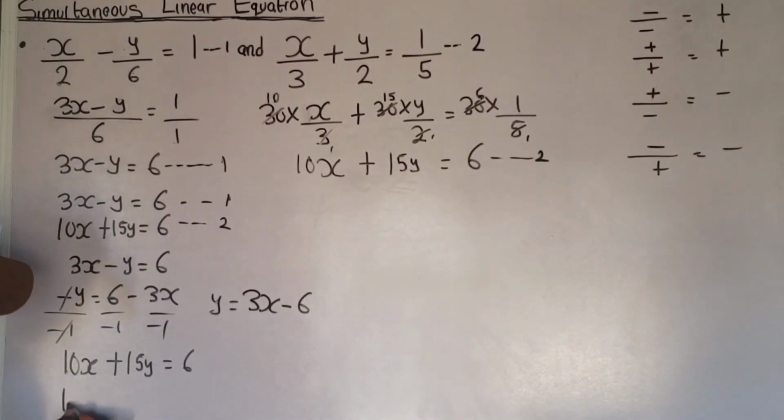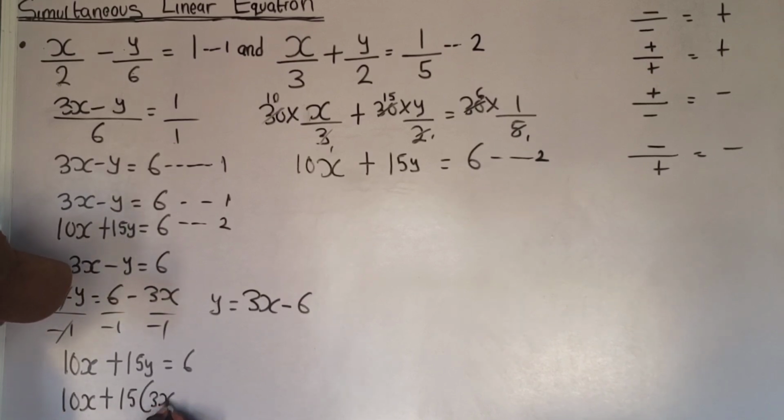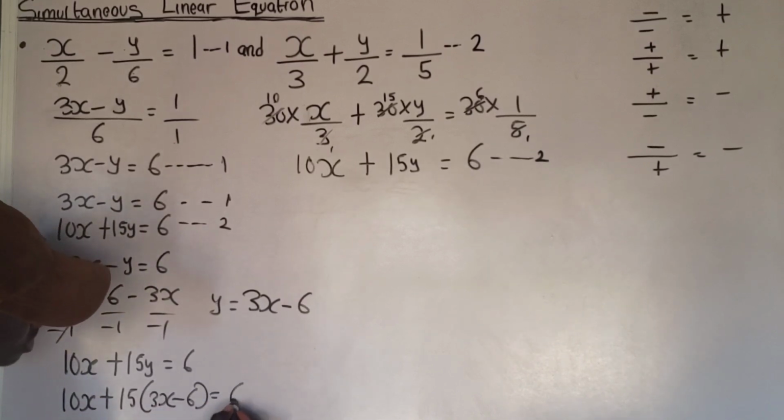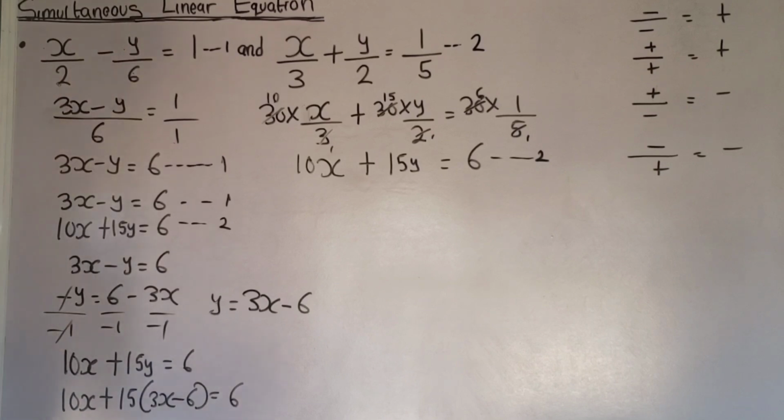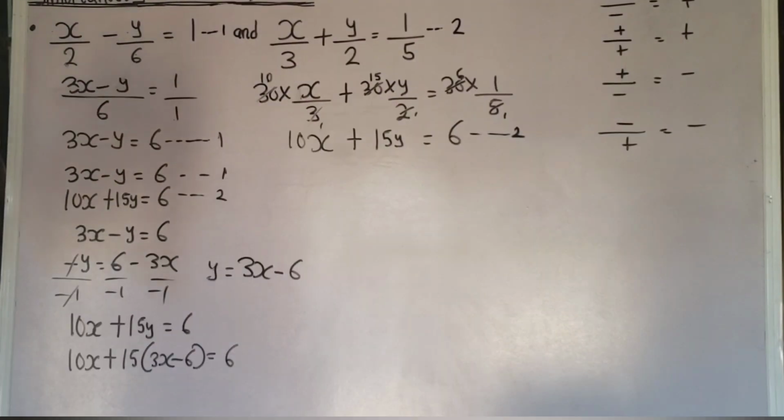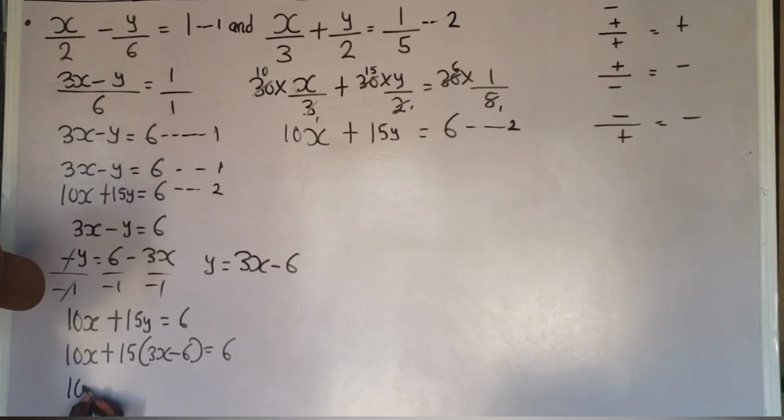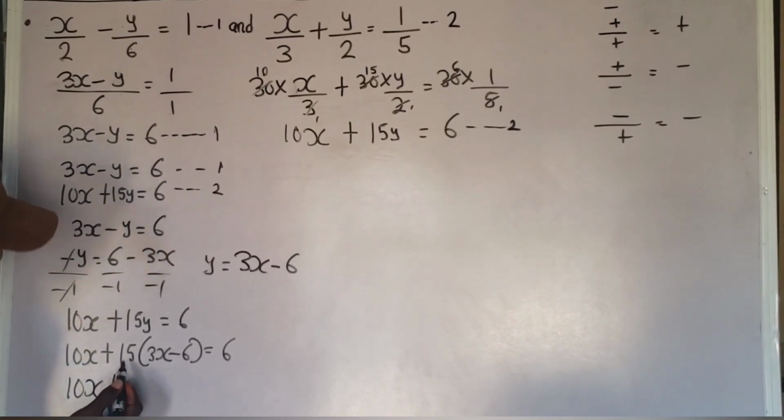Hence I'm going to have 10x plus 15 into bracket 3x minus 6 is equal to 6. Do you understand? That is, I will replace the value of y as 3x minus 6. Now, having replaced the value of y as 3x minus 6, we can proceed to solve for the value of x in this equation. For this, I'm going to have 10x, are you paying attention, plus 15 multiplied by 3x, that is what? 45x.